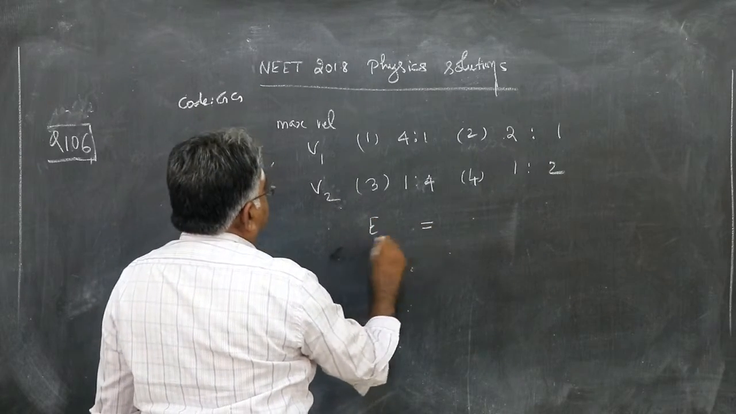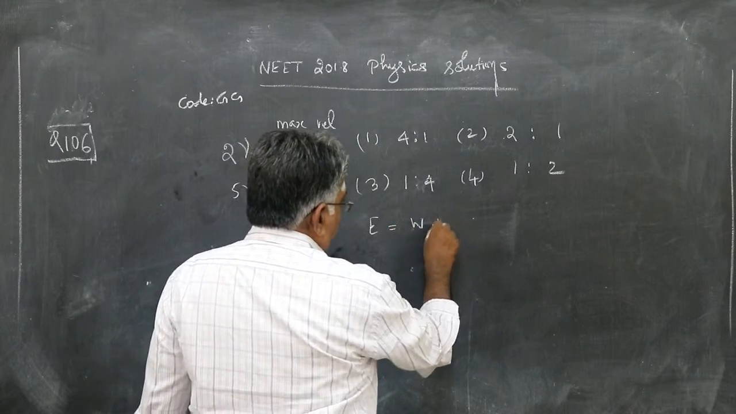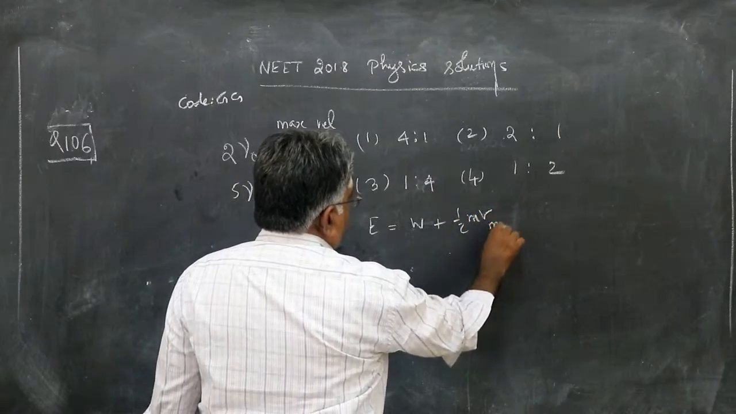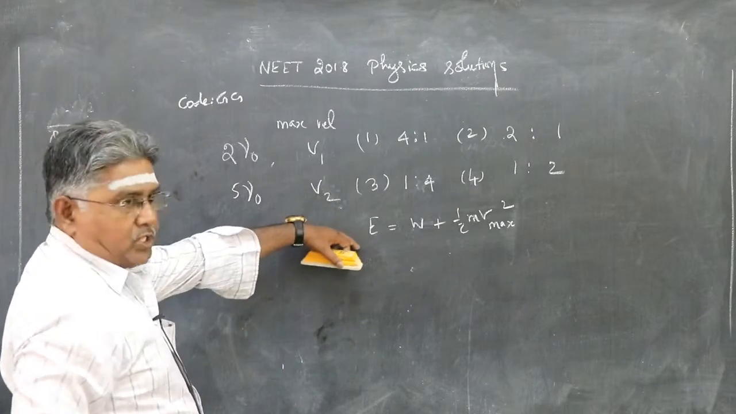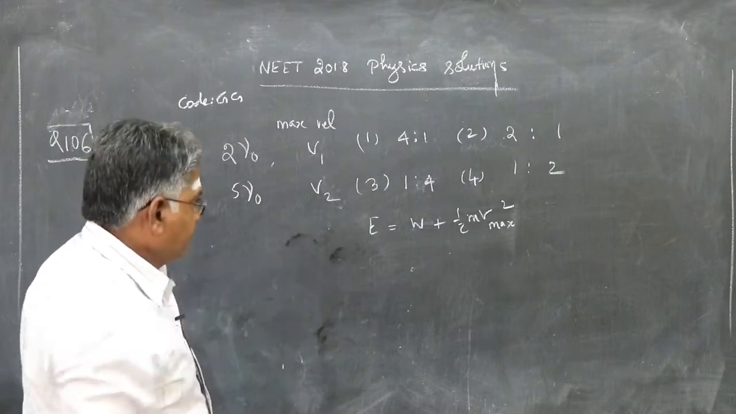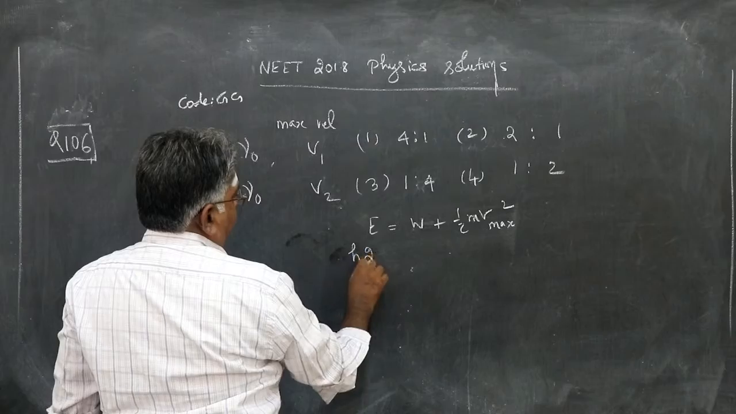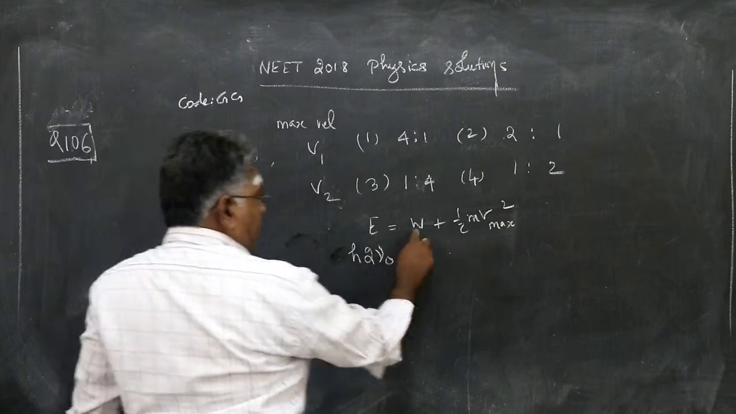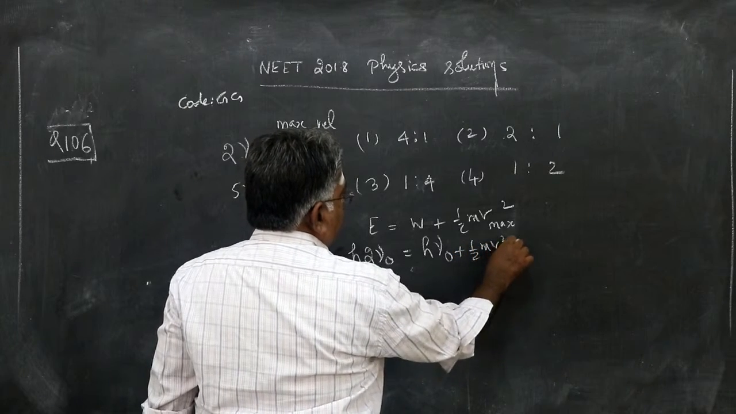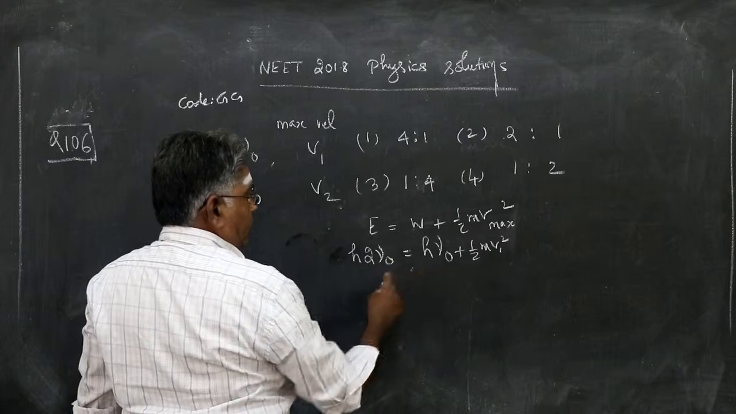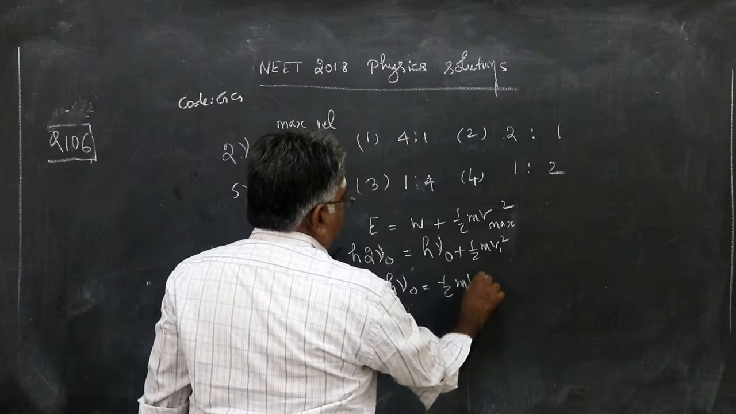I use this symbol, is equal to work function, which is h nu naught, plus half m V max square. Here the symbols will be little different, but this equation we can use as the reference equation. Energy of the incident radiation initially is 2 nu naught into h, or h into 2 nu naught. Work function is h nu naught plus half m V1 square. 2h nu naught, h nu naught, take it to one side, that will be h nu naught, half m V1 square, equation 1.